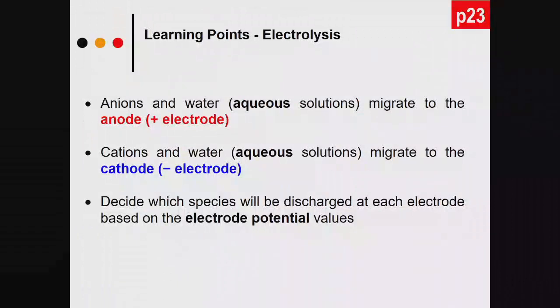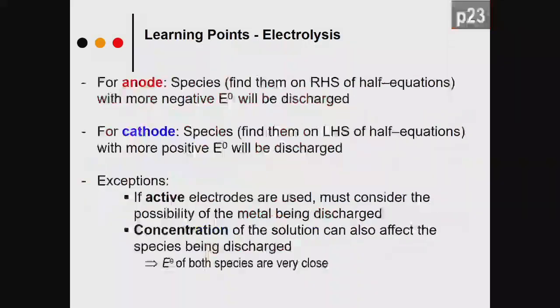Now, in summary, how do you predict what is discharged? First, you need to identify what is attracted to each electrode. You must remember this on the next page. Anode will only attract anions and water, and cathode will only attract cations and water. And how do you determine which species is reduced or oxidized? You compare the E naught value.